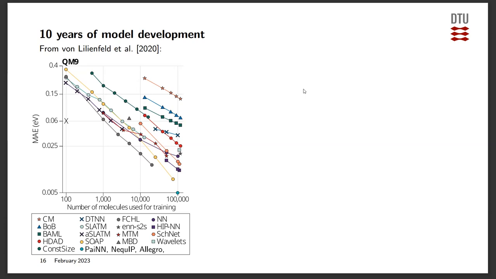We started 10 years ago with the Coulomb matrix, which is the one up here, and it had an error on this benchmark data set of 150 milliEV. Then the SchNet model is down here, which was state of the art 2 years ago. And now I have added this whole family of equivariant networks, and they're down here. They're maybe only a couple of years old, so hopefully we'll get even further down.